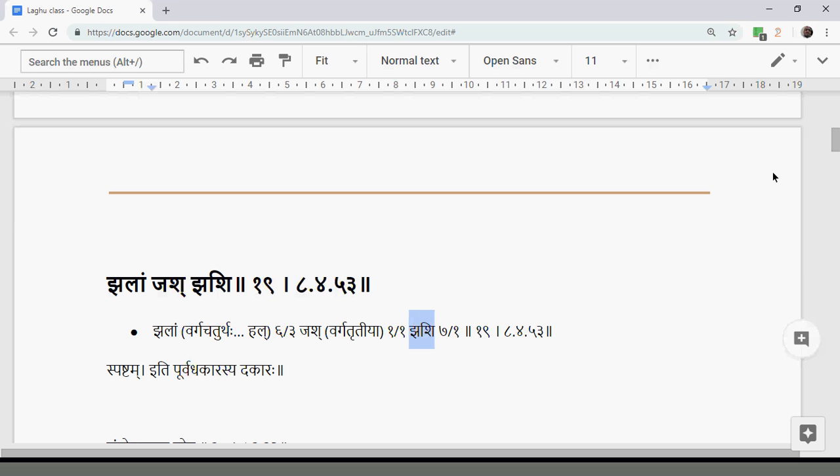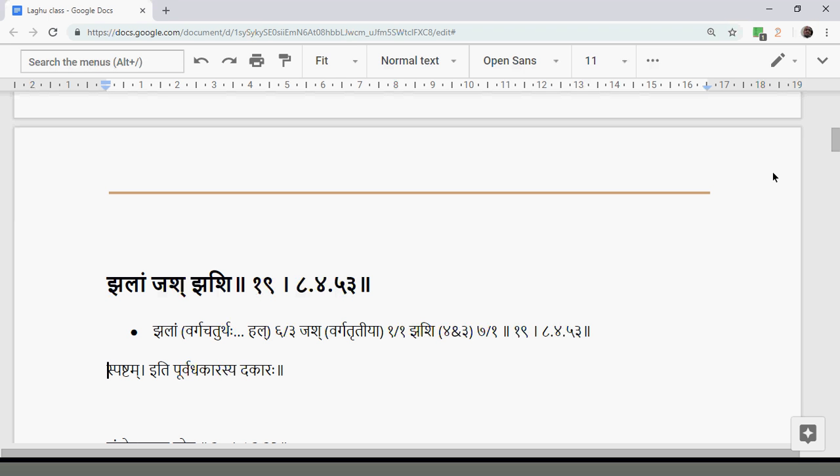And then jashi, when jash follows, jash is what? Fourth of the class and third of the class. When fourth and the third of the class follows, the adesha is first of the class, third of the class, for which letter? For fourth, third, second, first of the class and shasasa. For this, the adesha is third of the class.